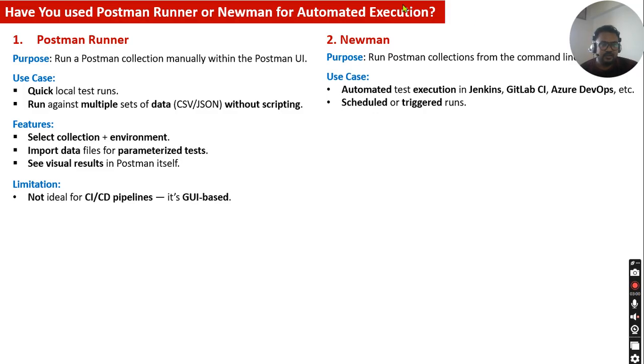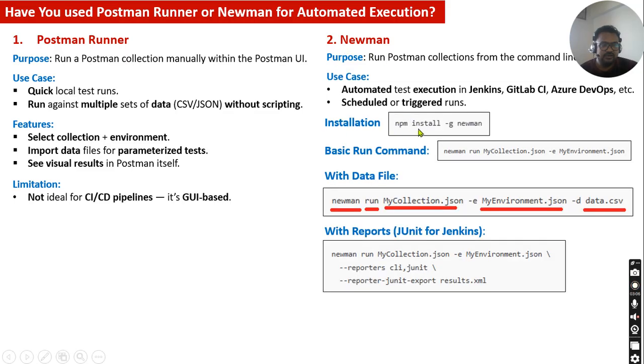Now how can you use the Newman tool? Installation is very simple: npm install -g newman. Then the basic run command: newman run your collection file -e your environment variable file. That will help you execute this command, and the same command you can use in your Jenkins as well. If you want to run with a data file, then you need to provide an additional argument, -d data.csv, and it will run through the data file. So this is Postman Runner and this is Newman. Newman is the tool that runs the Postman collection from the command line.